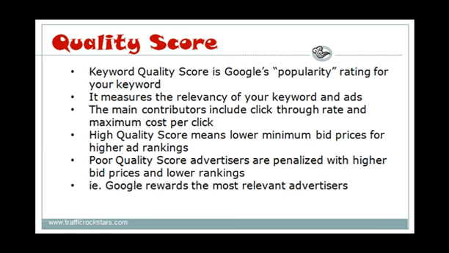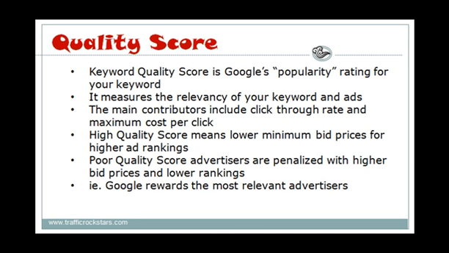So first let's take a look at quality score, and if there's one thing that's going to help you with your pay-per-click campaigns, it's knowing what quality score is and how to make it work for you. Now your keyword quality score is basically Google's popularity rating for your keyword and advertising. It measures the relevancy of your keywords and ads. The main contributors include click-through rate and maximum cost per click.